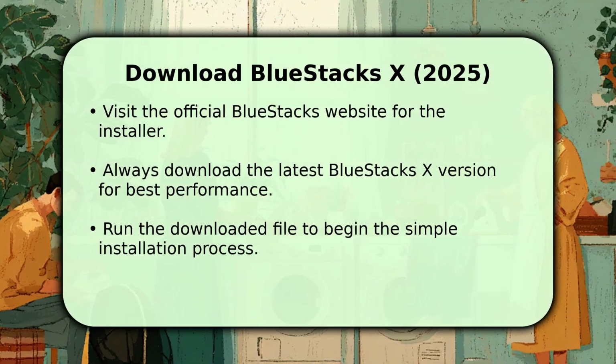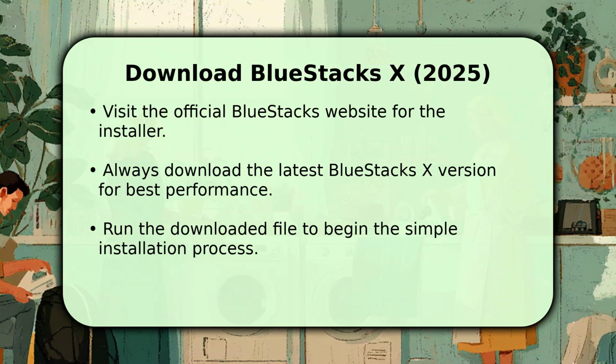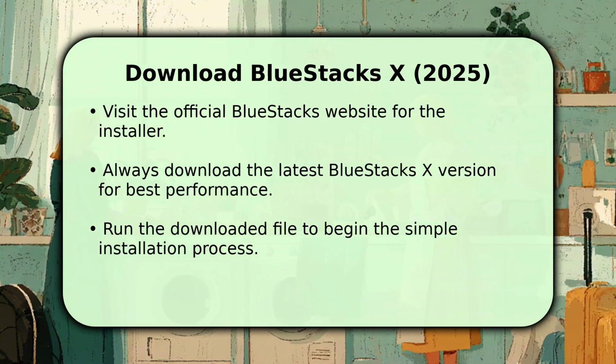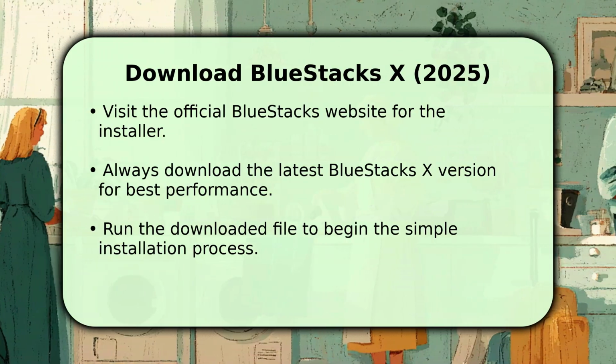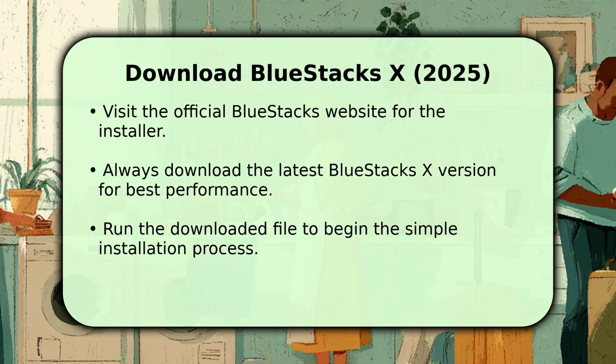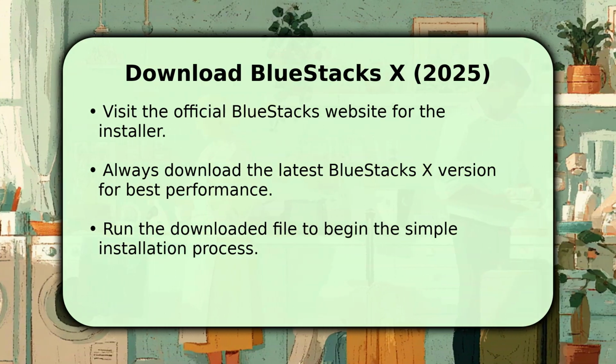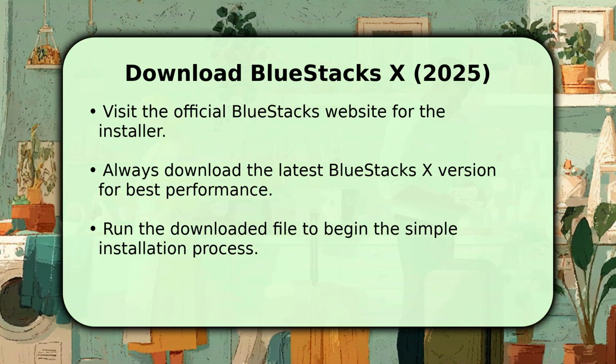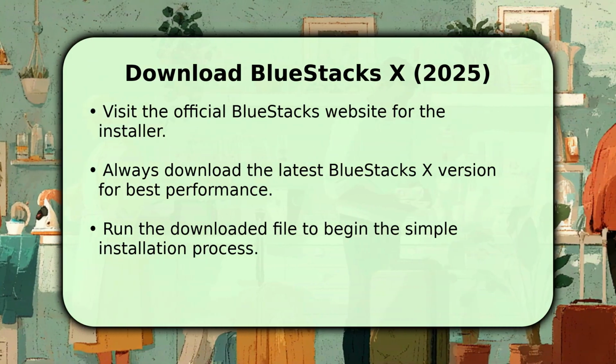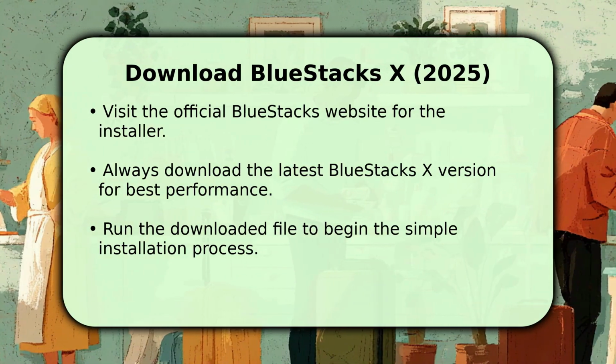First, open your web browser and navigate directly to the official BlueStacks website. It is crucial to download the newest BlueStacks X installer, specifically the 2025 version, to ensure optimal compatibility and the smoothest gameplay experience. Once the download is complete, locate the file and simply run it.